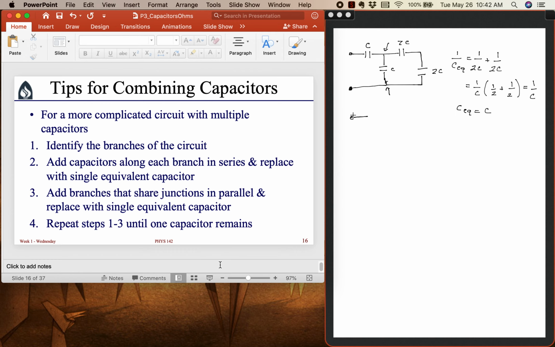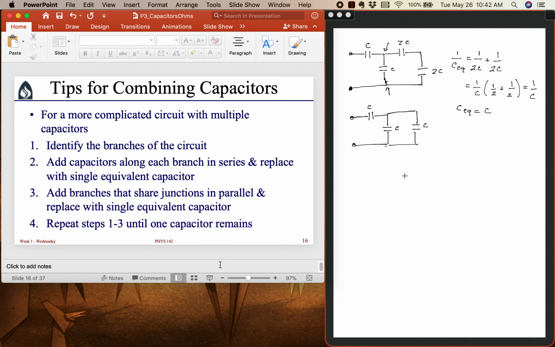So let's draw that. So now my circuit looks something like this, or a circuit segment. I have a capacitor here of C. I have a capacitor here of C. And then on this branch, I just have a single capacitor. I can draw it anywhere along the branch. I'll just draw it here. It's nice and symmetric. So this is also C.